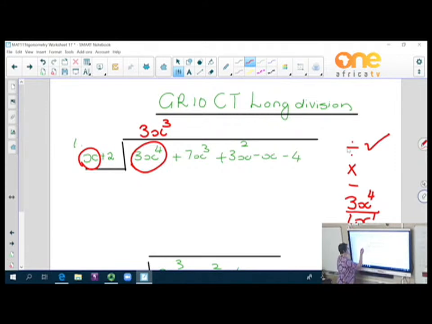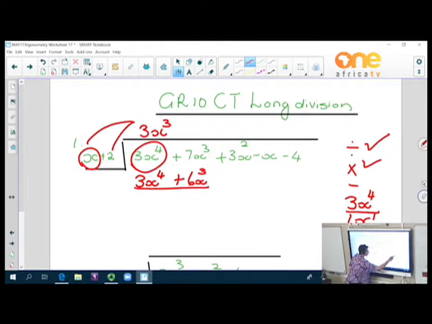The next thing is now to multiply, and the difference is we multiply with both of them. So then you have 3x to the power of 4, and if we multiply here, we have 6x to the power of 3, and we're going to subtract. Now this is where the mistake comes in. With a subtraction, you need to change the second sign and add, which makes this one 0. So plus 7, do it on your calculators. Plus 7 minus 6 is 1x to the power of 3, and I bring down this 3x squared.